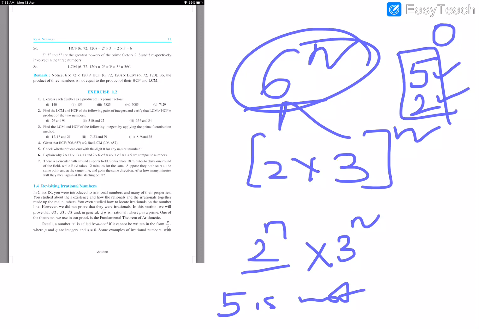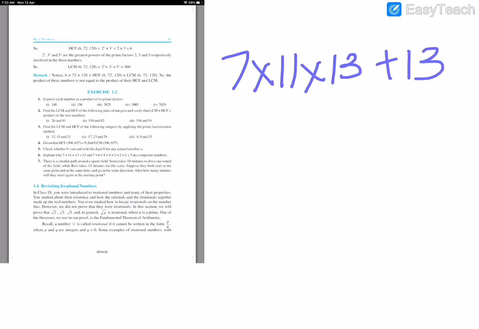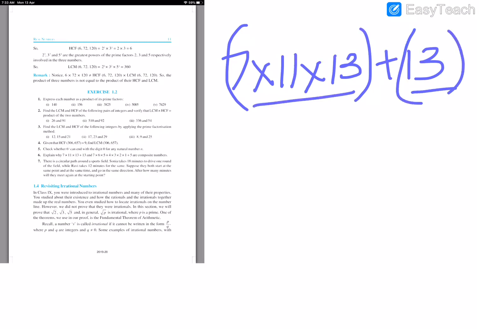And coming to the next question, explain why 7 into 11 into 13 plus 13 is a composite number, or they are asking show that they are composite numbers. Sometimes the question will say show that, or sometimes they'll ask explain why. So here you have to observe these are all connected by into, and this is plus. So here there are two terms. The first term is all connected with into, and then plus. This differentiation you must observe.